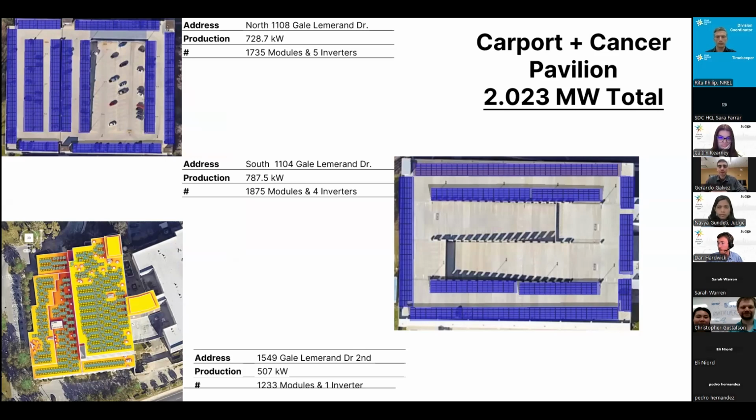On the bottom left, this is an irradiance map of the Kansas Pavilion. This one is a 507 kilowatt system, 1,233 modules, and 1 inverter. As you can see, the irradiance loss is very negligible. There's some partial shading from the building itself, but the overall performance impact is negligible. Next slide, please.